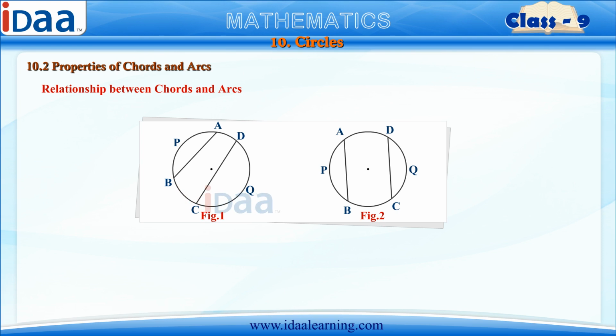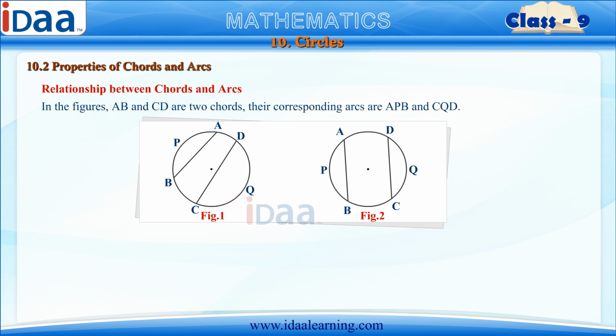Relationship between chords and arcs. In the figure, AB and CD are two chords. Their corresponding arcs are APB and CQD.